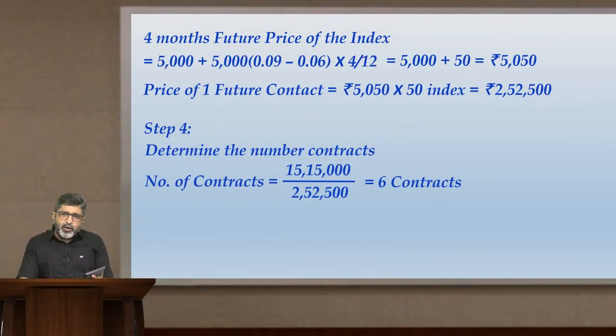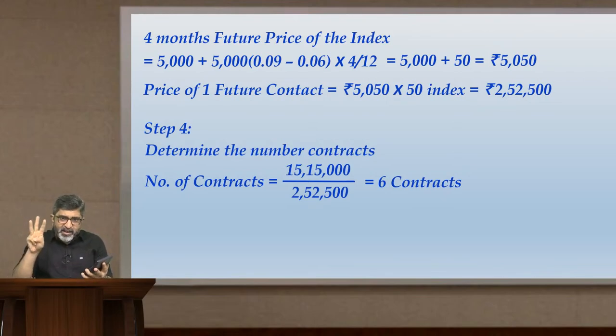See, your desired value of index future portfolio was what? Tell me. It was 15,15,000, right? 15,15,000, this we have worked out in the third step. Desired value of your index future portfolio. The theoretical price of each index future is 5050. If I divide 15,15,000 by 5050, I will be getting 300 index.